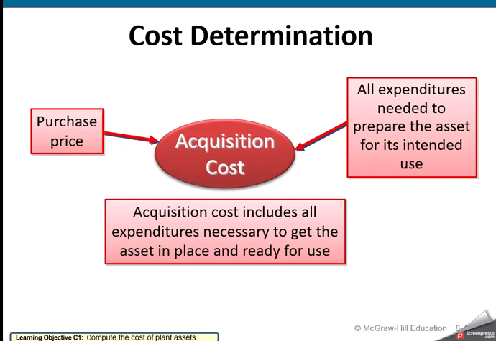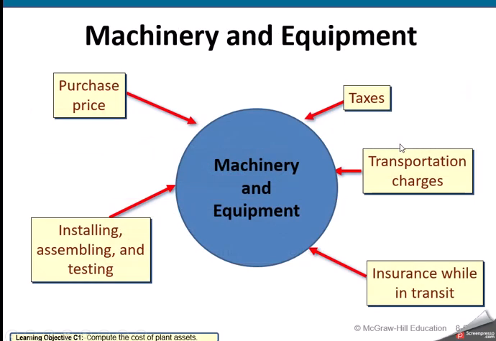So the first one, our cost determination, obviously the purchase price is the most obvious, but we also have any and all costs that are necessary to get it to its intended use, to get it to its location and get it ready for its intended use. So that's kind of the key as you think about it. Am I getting it ready for its intended use?